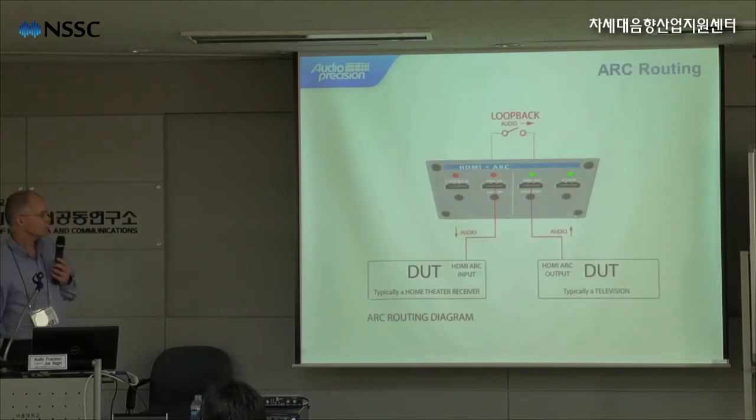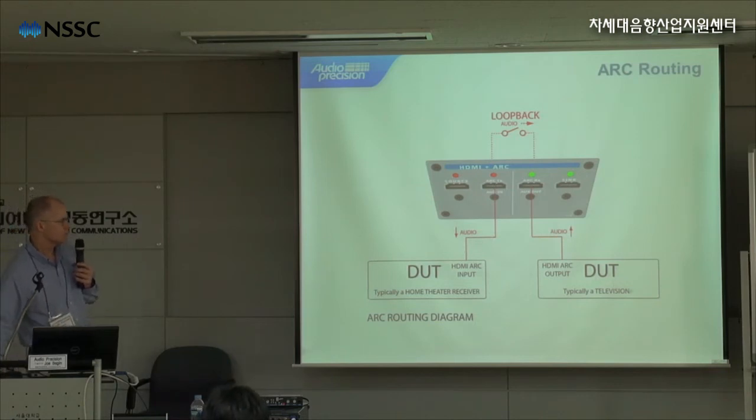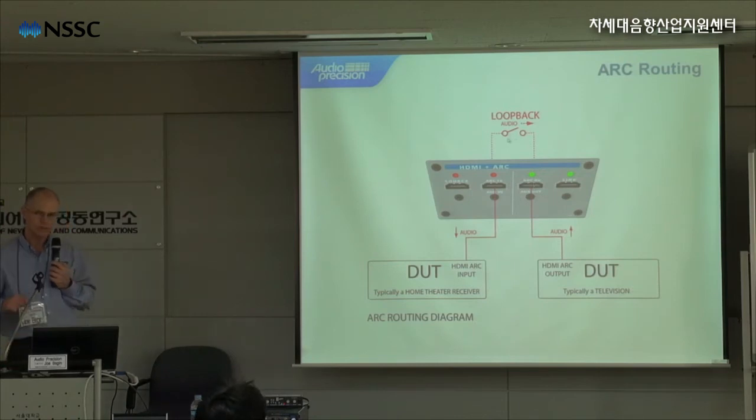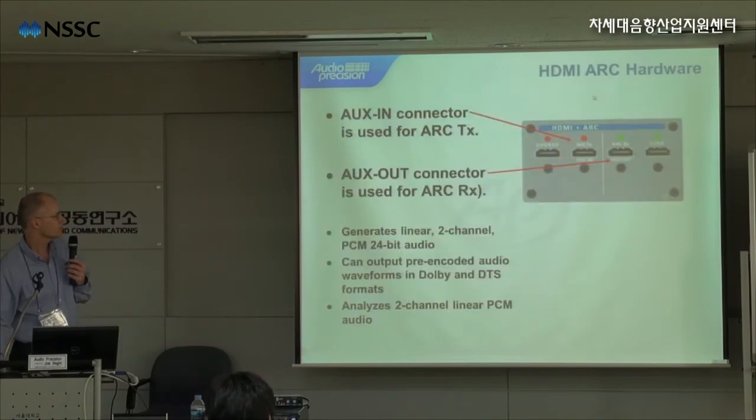When we're testing ARC on our device, we have to use the aux-in connector and the aux-out connector. You would connect the device under test, typically a home theater receiver, to our ARC transmit port. Then a television would typically be connected to our ARC receive port. We also have the ability to loop back the ARC connection within the software, within the analyzer.